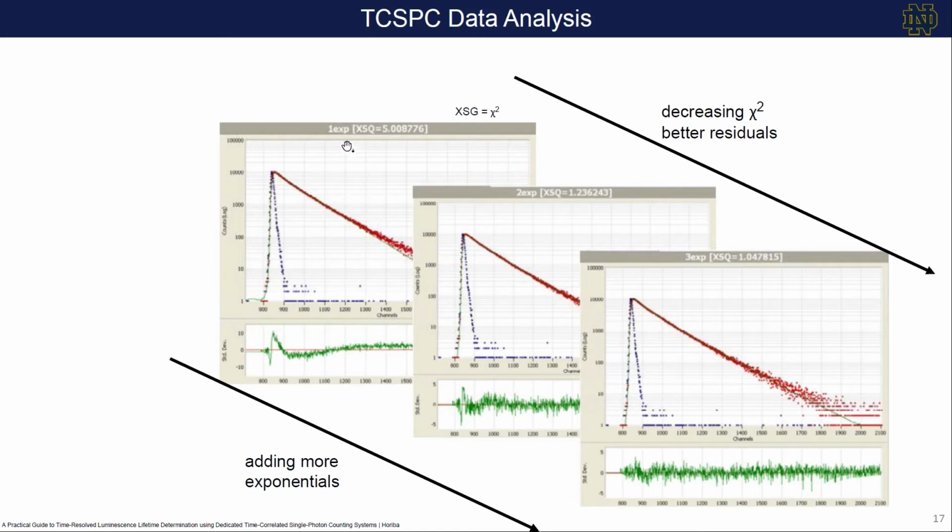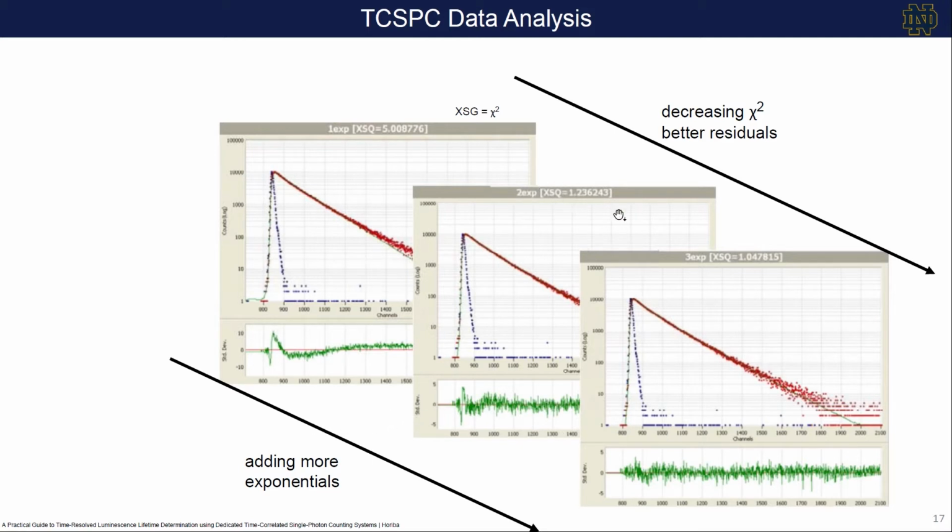So you can see this is a mono-exponential fit to this decay trace. You can see the chi-squared, or the XSQ as it's labeled, is 5, again, kind of high. You can see the residuals are very non-randomly distributed. When they move to a bi-exponential, you can see the chi-squared went from 5.0 to 1.2. That's quite the improvement. Also, the residuals look a lot more randomly distributed, but not perfect, of course.